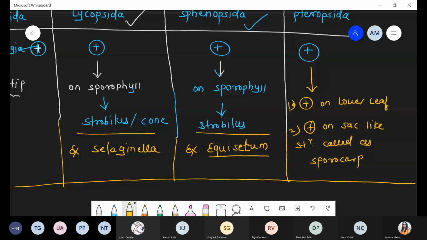Done this part, any doubt? We are talking only about two points, okay? That's it. So any doubt? Should I continue with the next part?